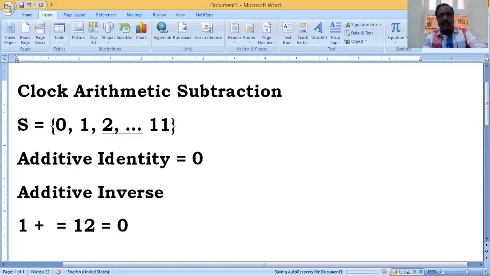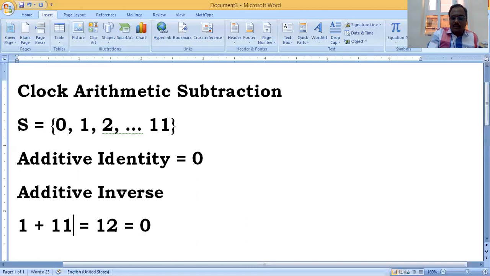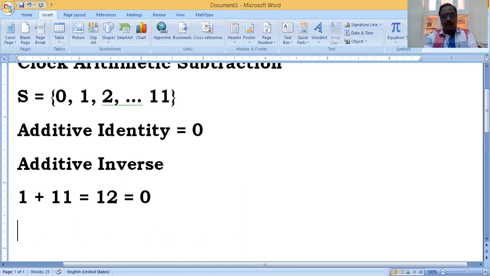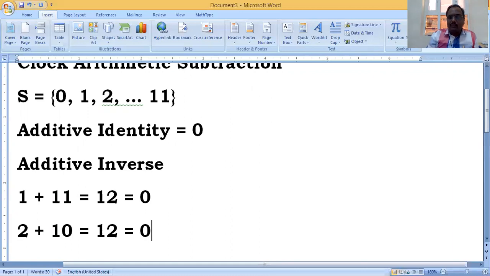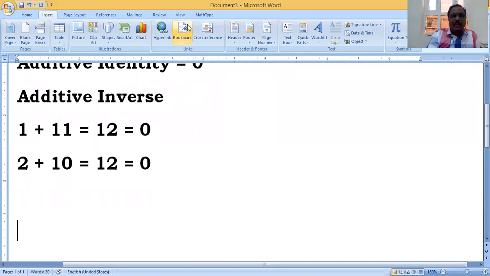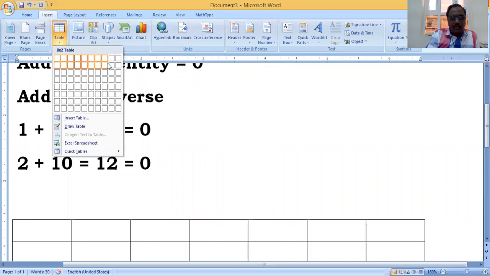For example, when I take 1 and add 11, I get 12, which resets to 0. That means 11 is the additive inverse of 1. Take 2: when I add 10, this is again 12, which resets to 0. Therefore, the additive inverse of 2 is 10. In the same way, we can find the additive inverse of all the 11 numbers. For our convenience, I am going to add a table to show the additive inverse for all the 11 numbers.